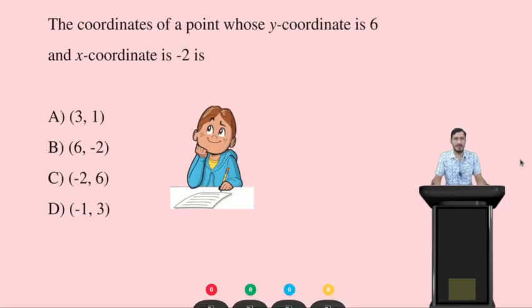Now it's question time and I have a question for you. The coordinate of a point whose y coordinate is 6 and x coordinate is minus 2 is, and I am giving you 30 seconds. So which option is correct here? (3, 1), (6, -2), (-2, 6), and (-1, 3).